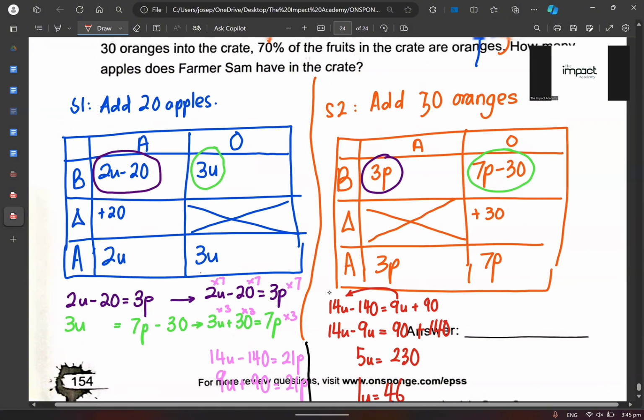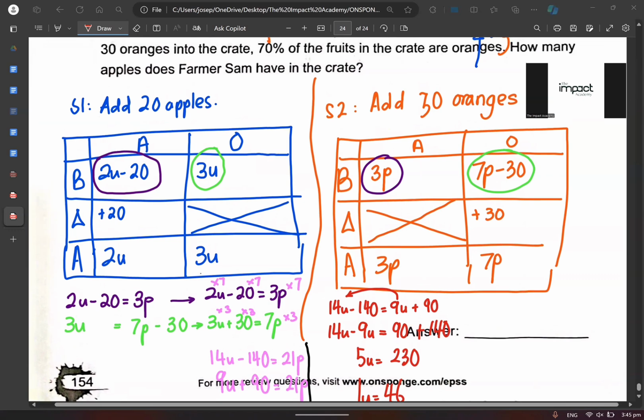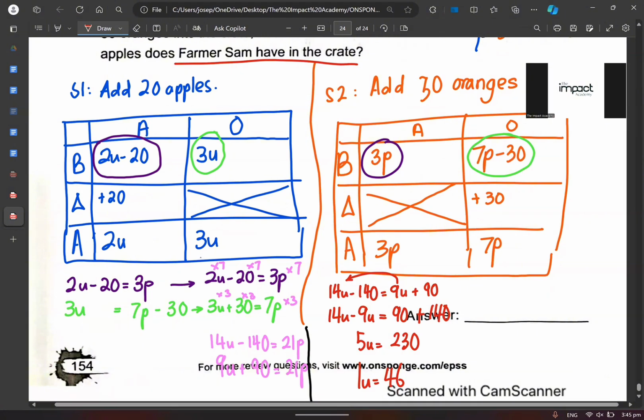Our job now is to find how many apples Farmer Sam has in the crate. Of course you go by the units. Agree so far? Alright, so you're going to continue from here. You're going to fix your eyes on this part. I'm going to find this one because they want apples at first. So 2 units first. 2 units is 92. 92 minus away 20. That is the reason why my answer for this question has to be 72.